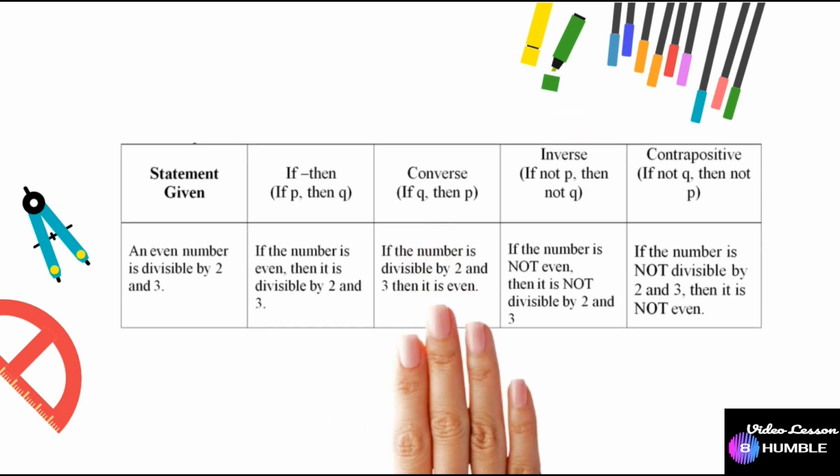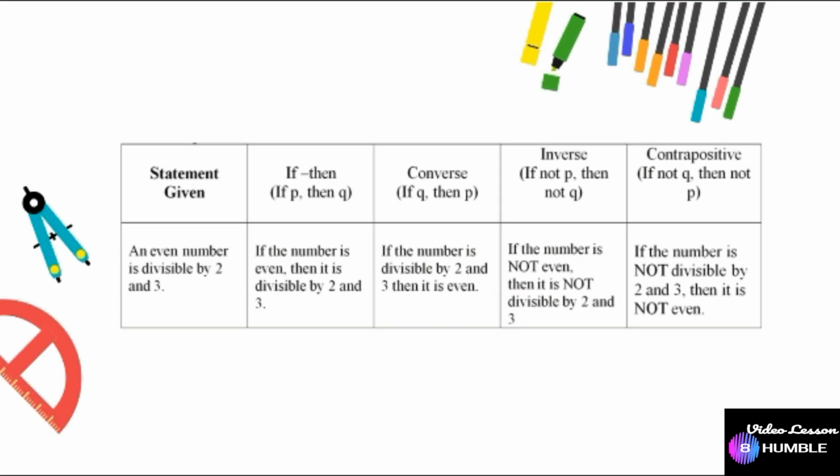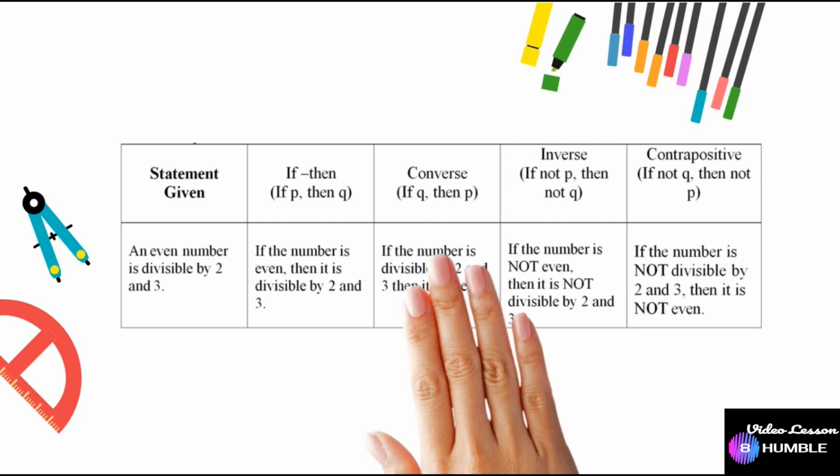For example, the given statement: an even number is divisible by 2 and 3. The if-then statement: if the number is even, then it is divisible by 2 and 3. The converse statement: if the number is divisible by 2 and 3, then it is even. The inverse statement: if the number is not even, then it is not divisible by 2 and 3. The contrapositive: if the number is not divisible by 2 and 3, then it is not even.